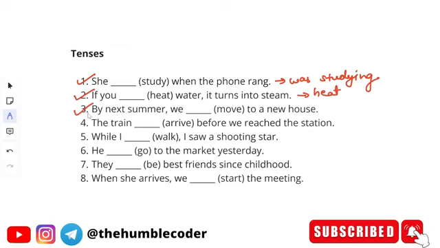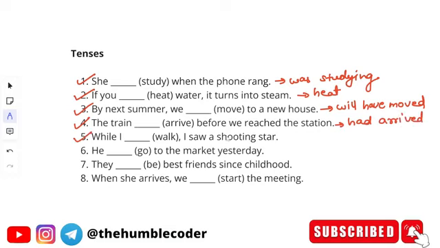By next summer we dash move to a new house. The correct answer will be by next summer we will have moved to a new house. Let's see the next question. The train arrived before we reached the station. So the correct answer will be the train had arrived before we reached the station. Okay, past tense.